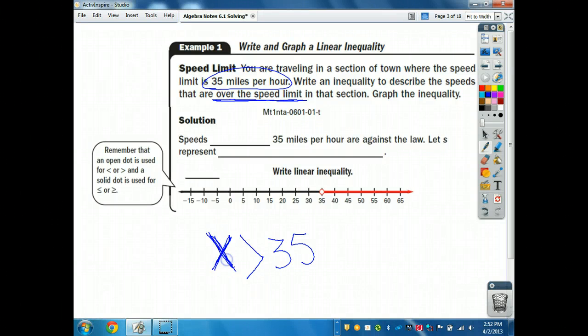So the first thing we do then, this is the inequality we wrote. We go right to our number line and we put an open circle right on the 35. Now I ask myself, do I have to fill that in? Who thinks yes? Who thinks no? Good, we do not fill that in. We leave that an open circle because it's just greater than. If there were the equal to sign in there, if it were to include the 35, then we would fill it in. But that equal sign is not there, so we leave the circle open.